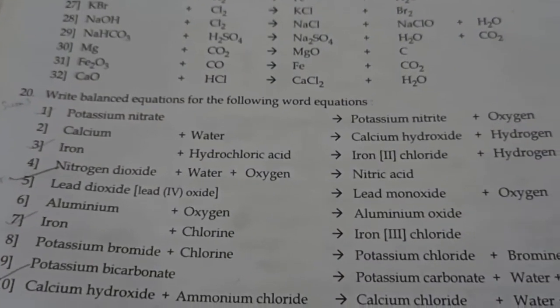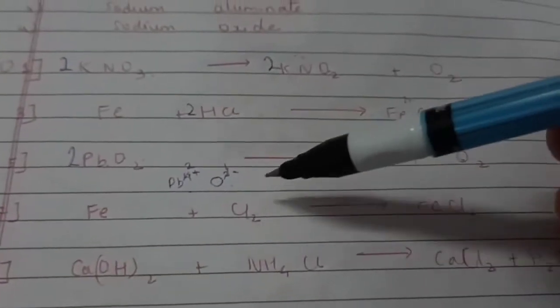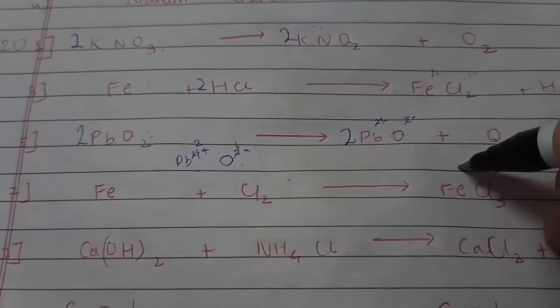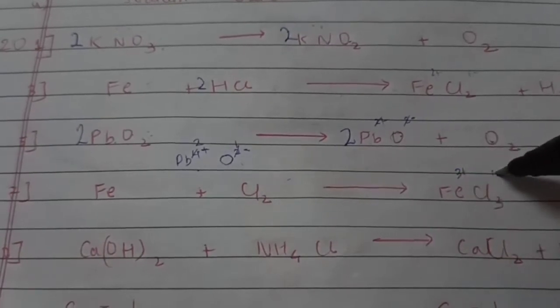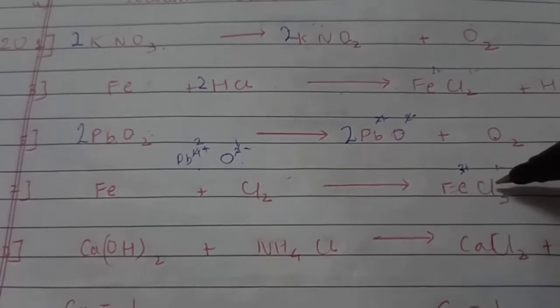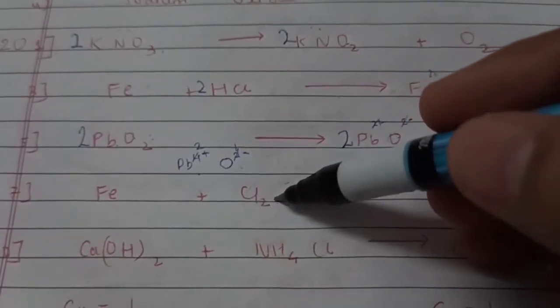Next, 7th one. Iron plus chlorine gives iron 3 chloride. Okay, so the valency is 3 out here. So the equation will be Fe plus Cl2 gives you FeCl3. How FeCl3? As I said, iron was 3 plus and chlorine was 1 minus. So 1 was crisscrossed here and 3 went here. That's how I got FeCl3. And chlorine itself, when alone, is always diatomic.